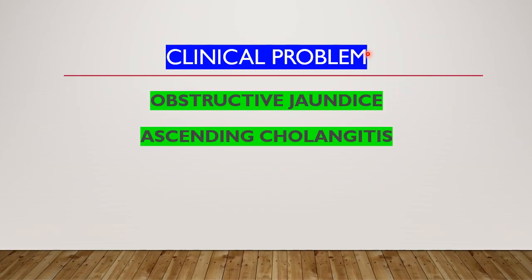So after we have come to a clinical diagnosis or clinical problem, what is the clinical problem of this patient? It is a patient with obstructive jaundice and ascending cholangitis. That is the problem. Now we have to find out what causes this problem, that is, what the diagnosis of this problem is.